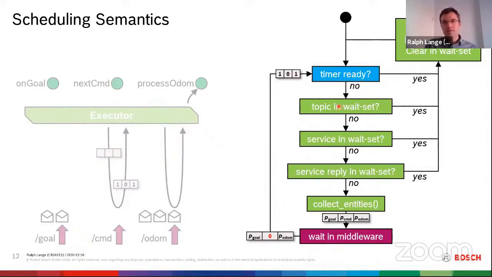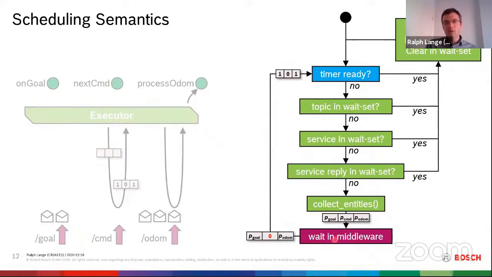If not, it searches for the first message that is available from this vector on a topic, takes it out, processes it, and clears the corresponding entry in the wait set. Next time it searches again for a timer. If not, it searches again for a topic. If all topics have been processed, it searches for service messages, for service replies to clients. And once the whole vector here has been processed, it collects entities again and waits in the middleware.